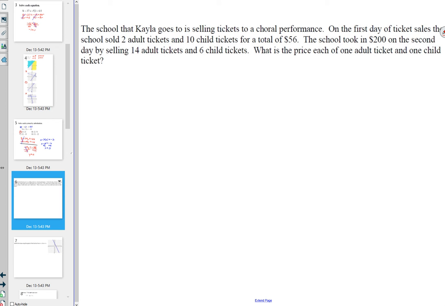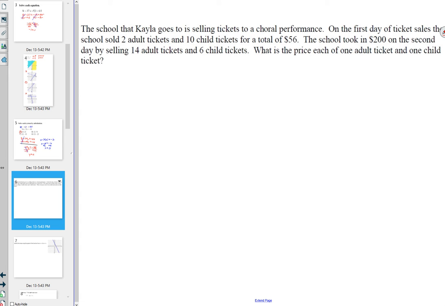Take that, Ferris. So the school that Kayla goes to is selling tickets to a choral performance. On the first day of ticket sales, the school sold 2 adult tickets and 10 child tickets for a total of $56. The school took in $200 on the second day by selling 14 adult tickets and 6 child tickets. What is the price of 1 adult ticket and 1 child ticket?